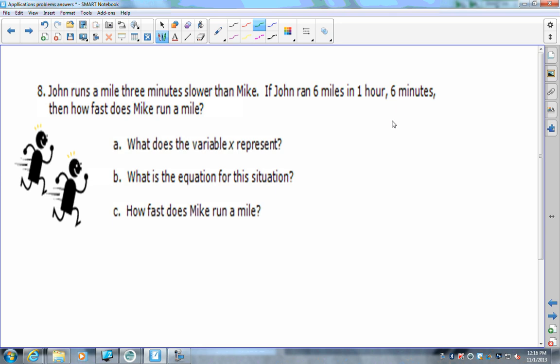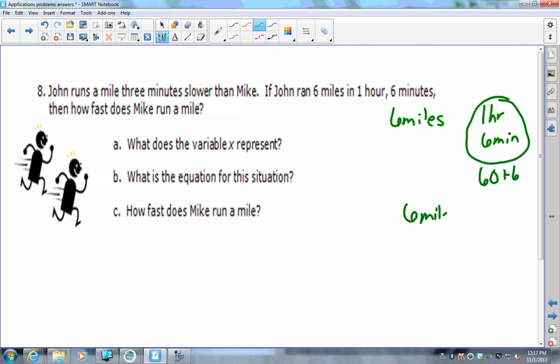It says John ran 6 miles in 1 hour and 6 minutes. So I want to find out how fast John ran just one mile. Okay? So let's change this into all minutes. 1 hour is 60 minutes, right? Plus an extra 6. So he's running 6 miles in 66 minutes. So let's see. If I took 66 divided by 6, it's taking him 11 minutes to run 1 mile.